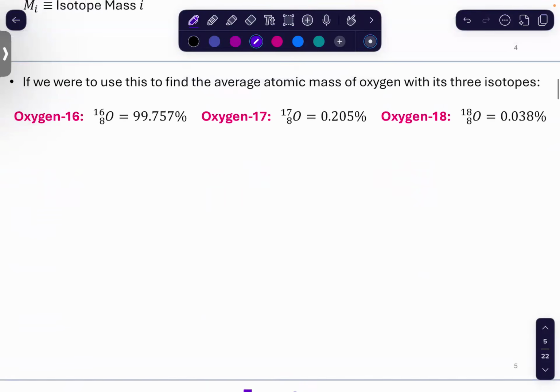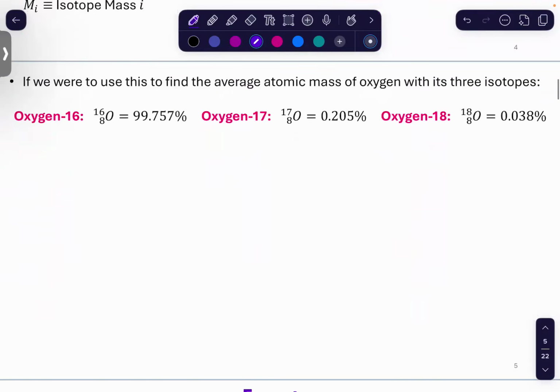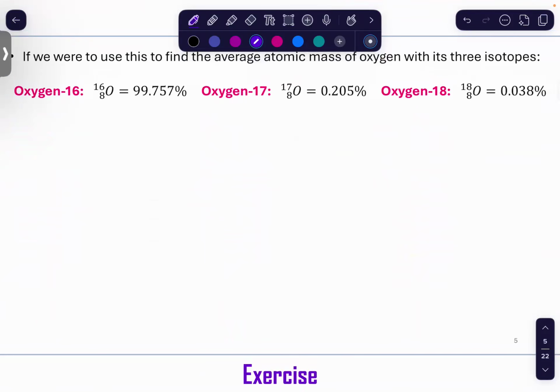So for example, if we were to use this to try to figure out the average mass for oxygen, you notice here that we have these three isotopes. So what we would do is start with a theorem.